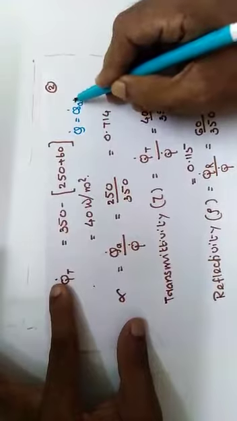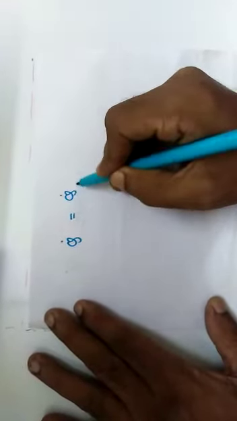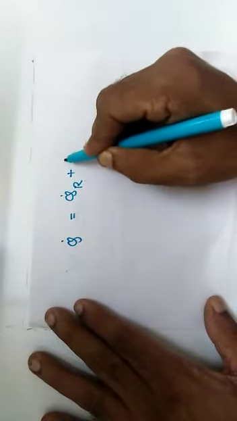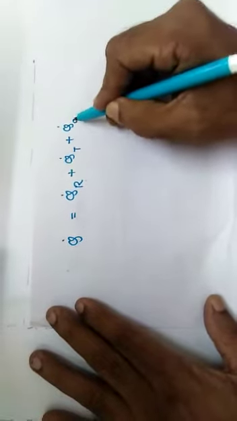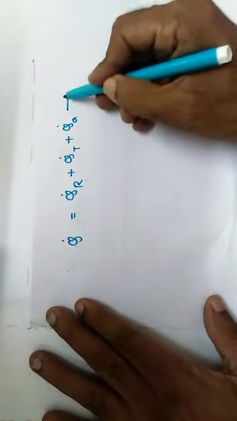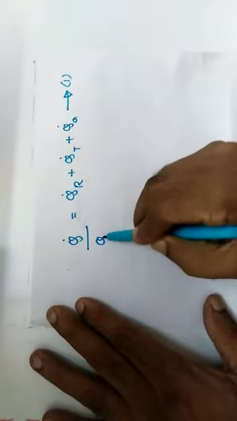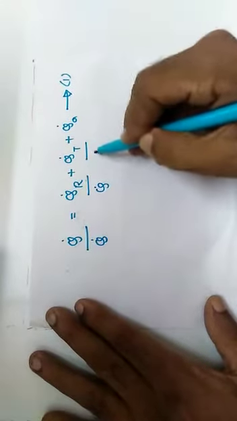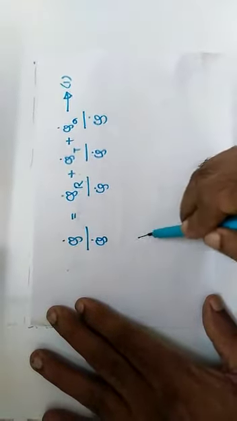So here the point is the entire radiation that falls on a surface is split into three parts: Q dot R plus Q dot transmitted plus Q dot absorbed. Now if you divide equation 1 with Q dot, we will be getting Q dot by Q dot, which is equal to 1.